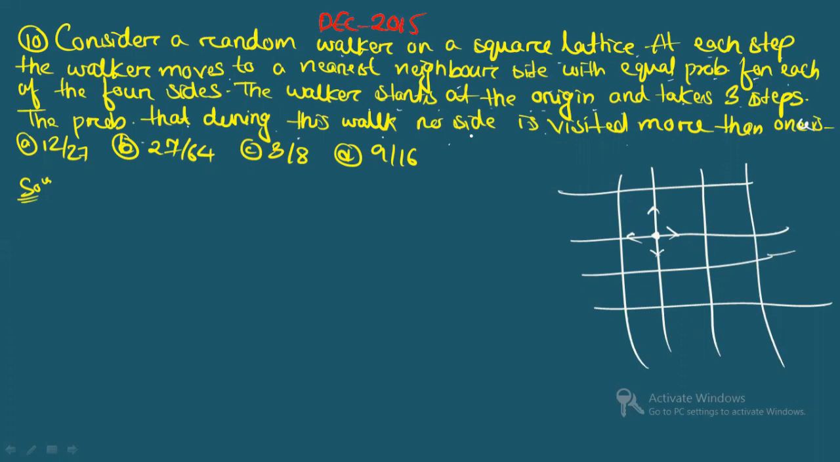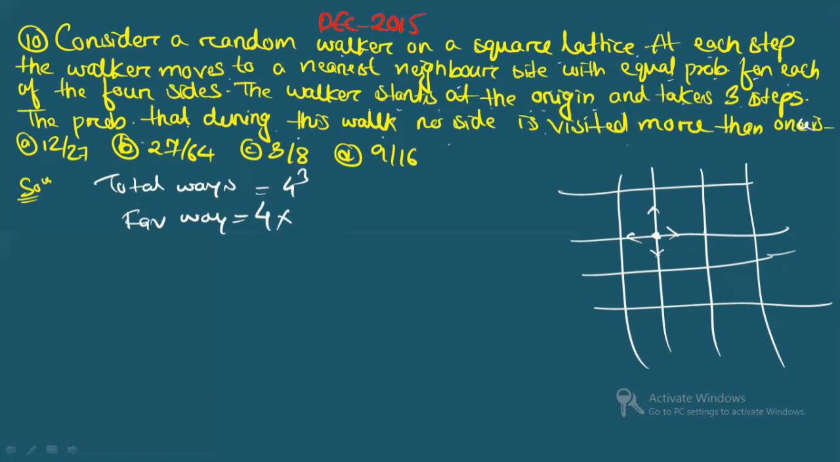It is simple, you just have to calculate for 3 steps. The total ways for 3 steps will be 4 cube, because he can go in any direction. Now we will calculate the favorable ways. For the total, each step can take any of the 4 directions. Now the condition given to us, after 3 steps: at the first position he can take any of the 4 sides, so it is 4.